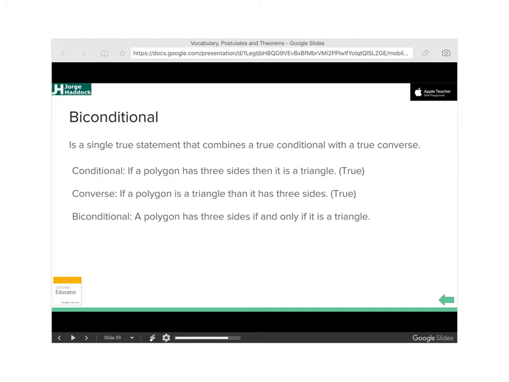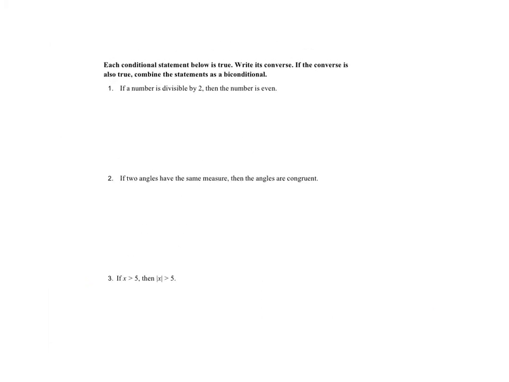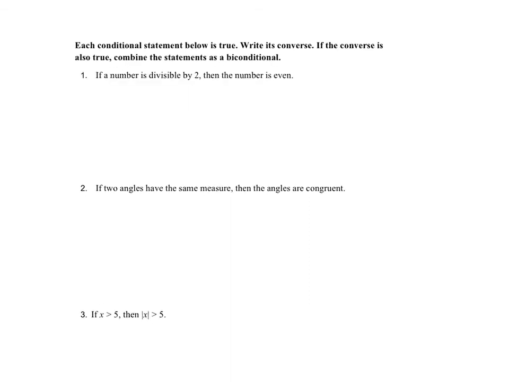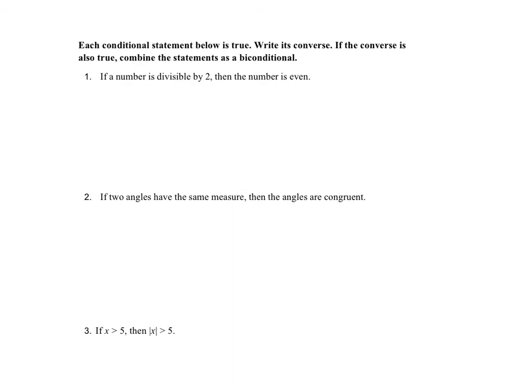So let's start this part right here, right? The conditional below is true. Its converse, if the converse is also true, combine them as a biconditional. So let's start right here. If a number is divisible by 2, then the number is even. So we're going to start writing the converse.